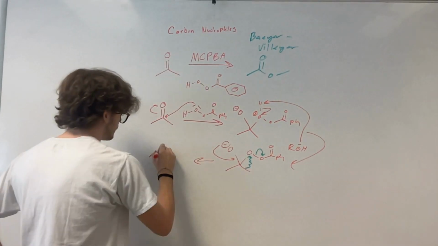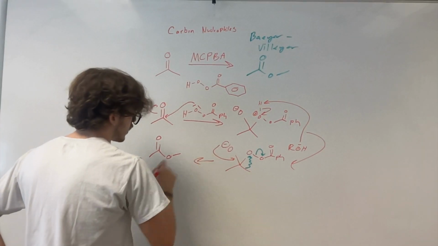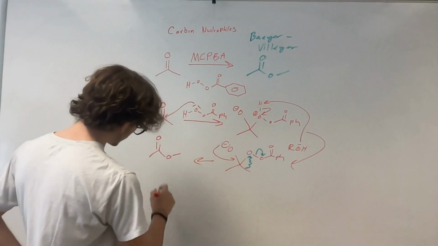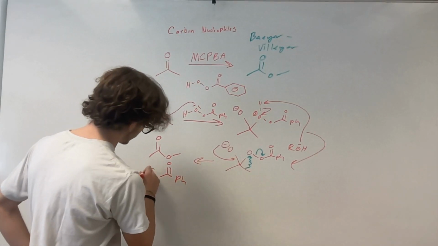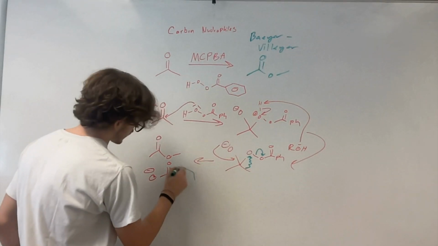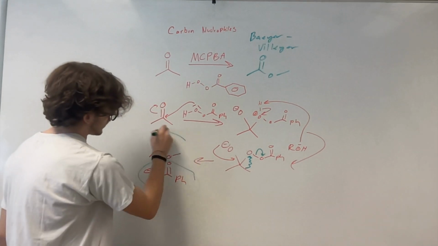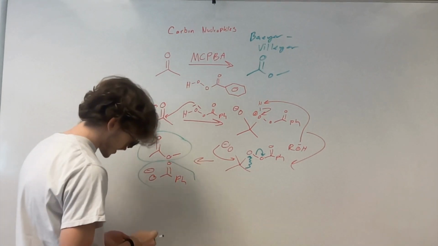So what we get is this here. We also get a carboxylate, which is this group here. So not only do we get a carboxylate, we get our product in question here, our ester.